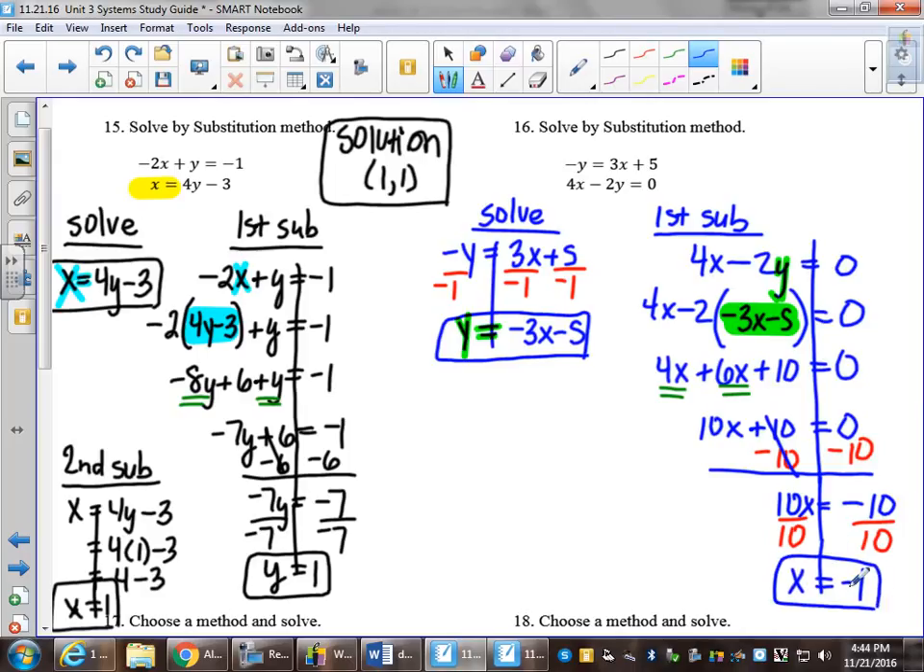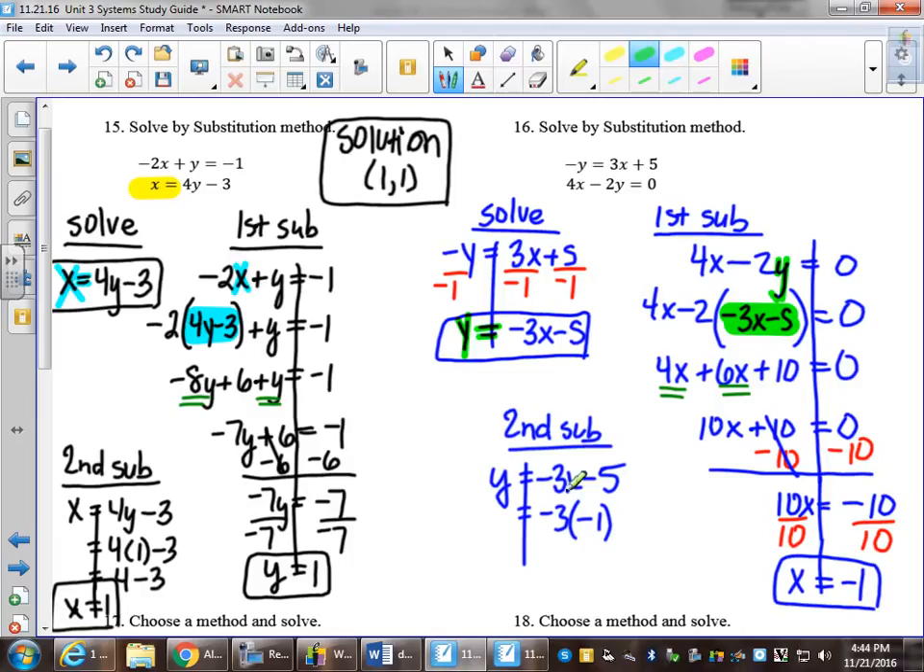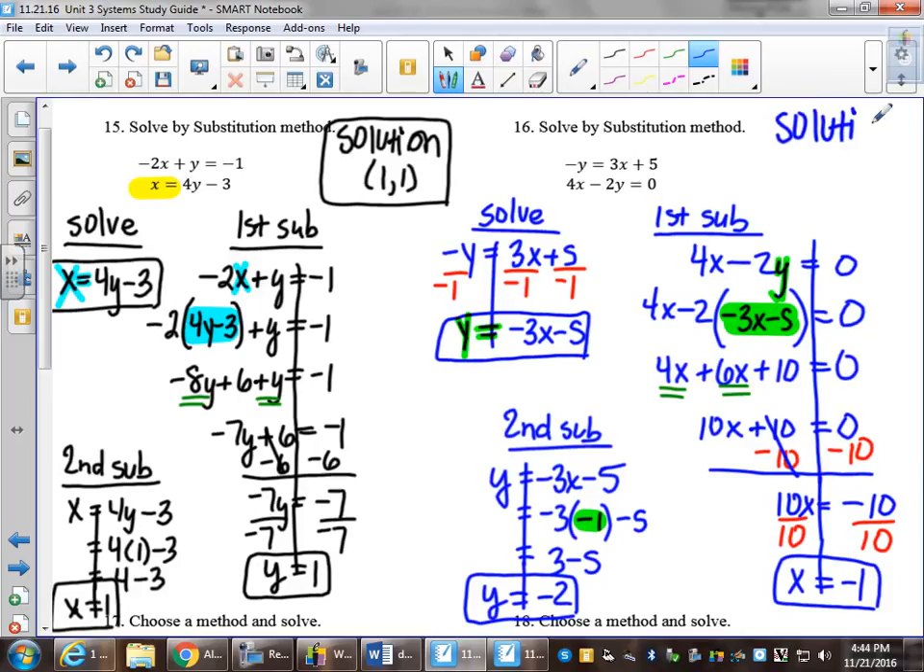We've got x, we need y. Remember, with our solve step, we already have an equation that says y equals, so for the second sub, let's use it. We're going to use y equals negative 3x minus 5. We just substituted in negative 1 for x. Still have a minus 5 right there. Negative 3 times negative 1 is a positive 3. Minus 5, y equals negative 2. So our solution for 16 is negative 1, comma, negative 2. It's where the two lines intersect.